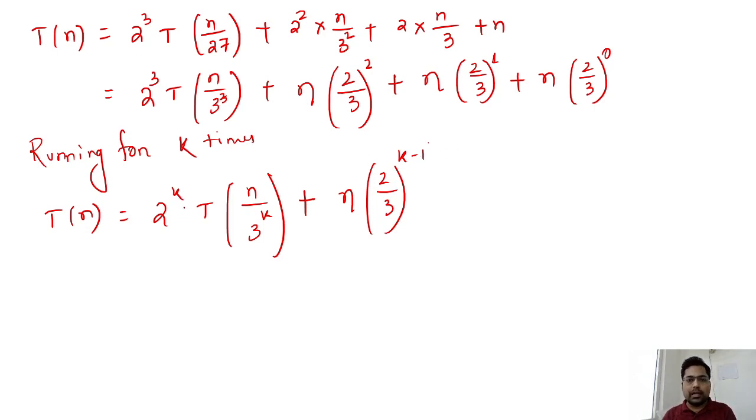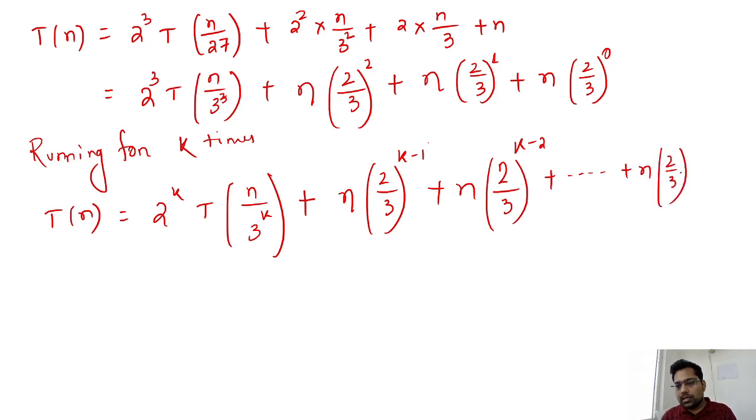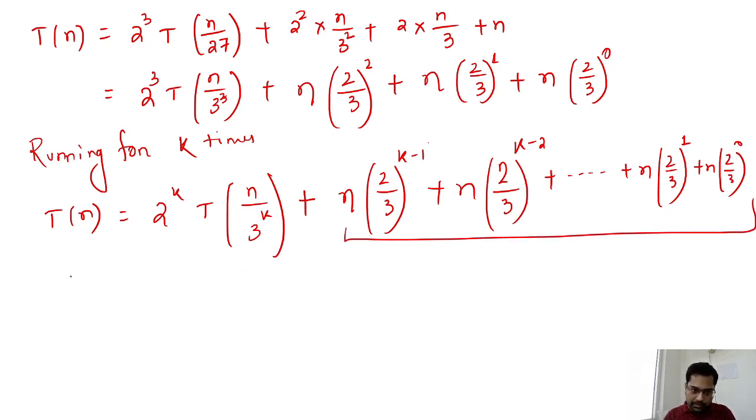Like if you put the value of 3 also, everything will be correct as it is. Now 2 to the power k minus 2, like this we are running it, down to T(n/3 to the power k) and 2 to the power 0. Okay, like this we are actually running. These are the cost part of it.